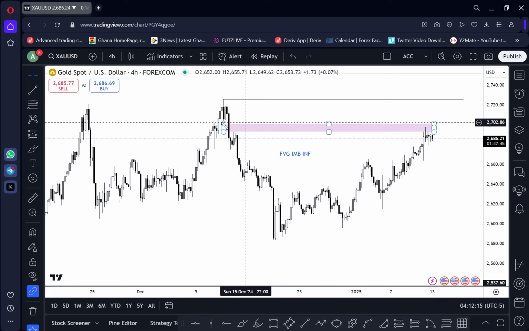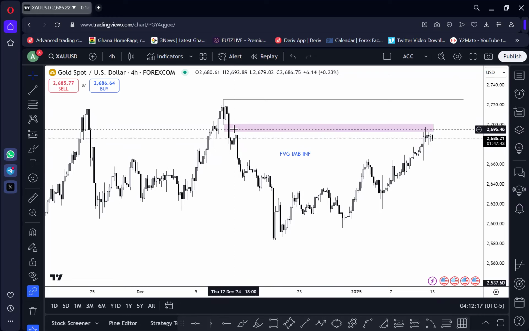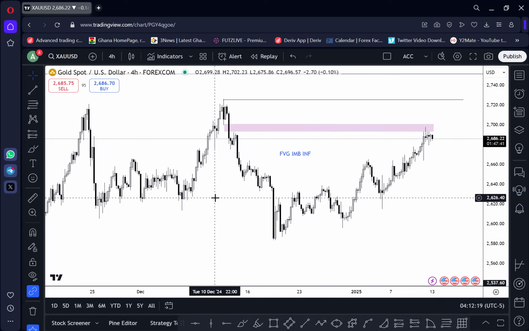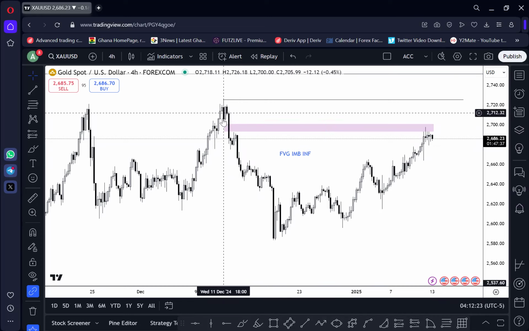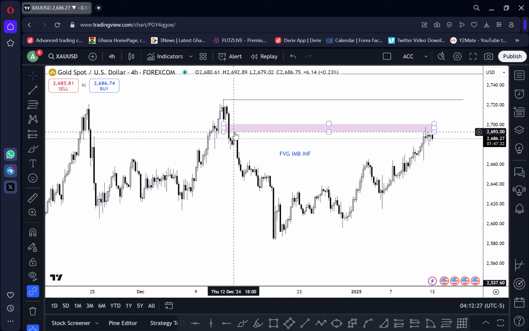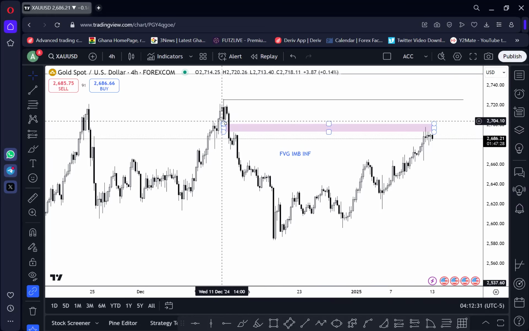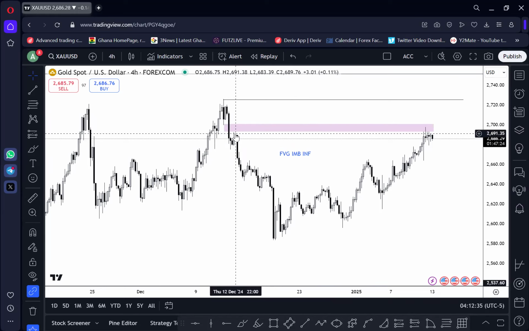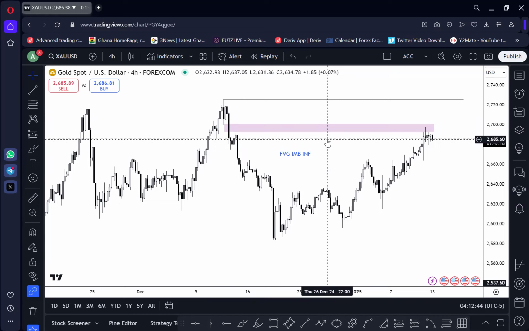All right. Therefore, when it happens like that, I only need to fill the remaining imbalance, which is the distance between this low and this high here. This is why I only drew my imbalance between this and this. And this is on H4 on gold, so it being my higher time frame key level.